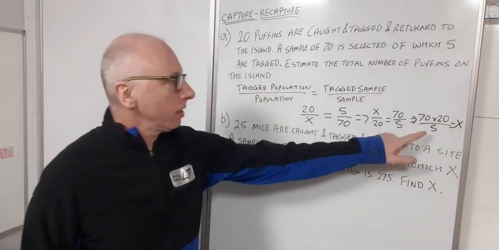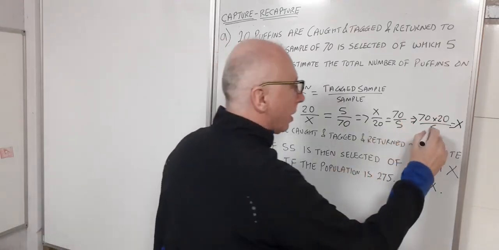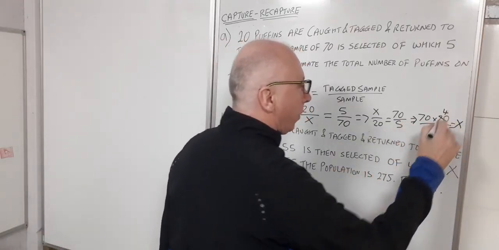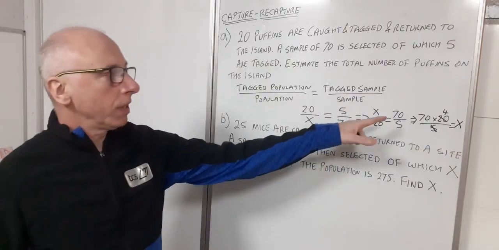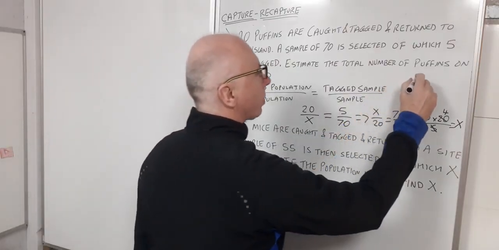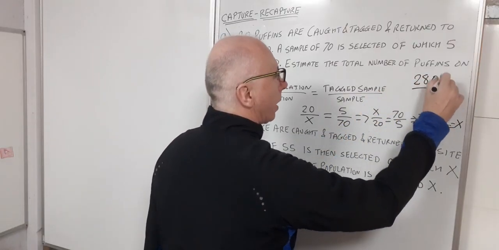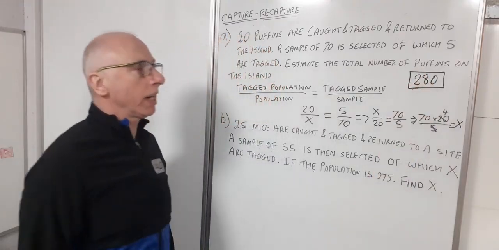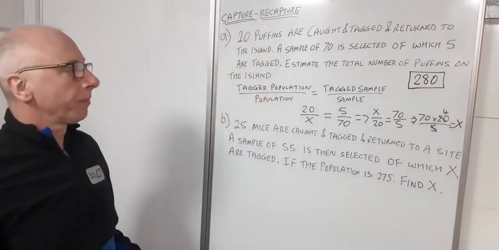Okay, right, let's divide this 20 by 5. So that will cancel out, and that's a 4. So then we're left with 70 times 4, which is 280. So from that information, we can estimate that there was 280 puffins on the island.